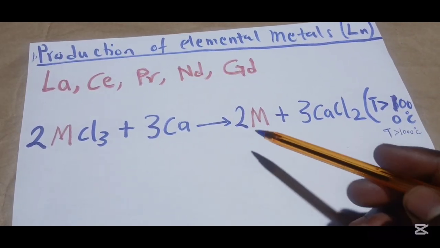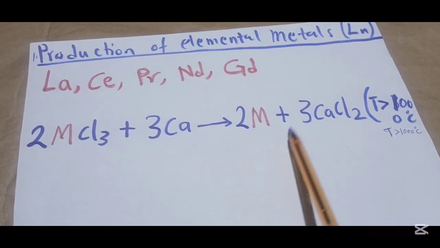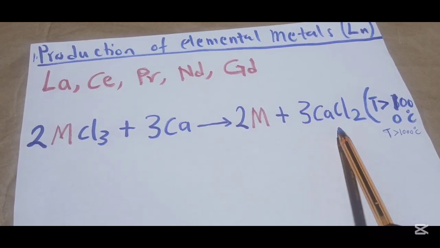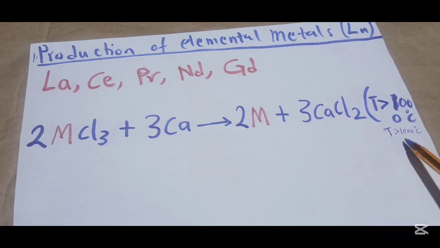So we have the general equation: 2MCl3 plus 3Ca gives 2M plus 3CaCl2, at high temperature, greater than 1000 degrees Celsius, right?